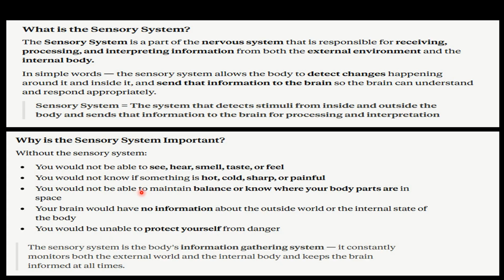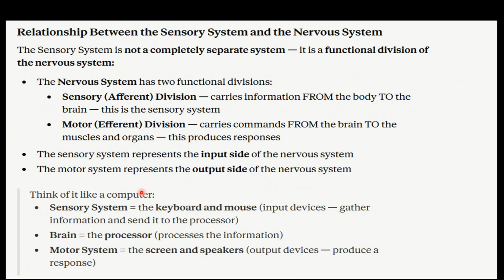Okay, so we can say that the sensory system in the body is an information gathering system, which constantly monitors both the external world as well as the internal body and keeps the brain informed at all times. Clear?